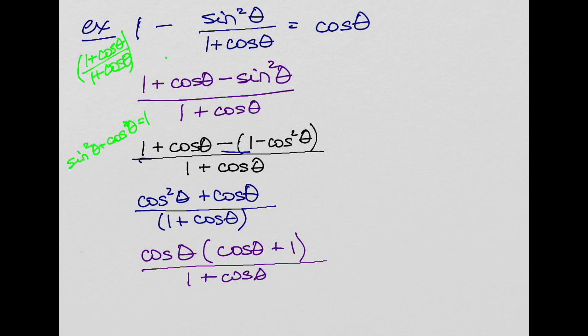Now, couldn't do this before, but now I have cosine theta plus 1 on the top, cosine theta plus 1 on the bottom. Well, it's 1 plus cosine theta, but addition's commutative. The order doesn't matter. Same thing, top and bottom. Now we can divide. Couldn't before. Now we can. Those are gone. And all I have left is cosine theta, which is good because that's what I was hoping for. And we've just shown that that equation is an identity.